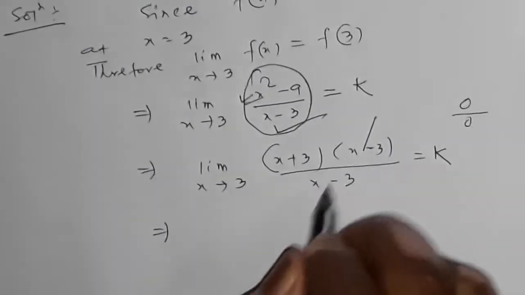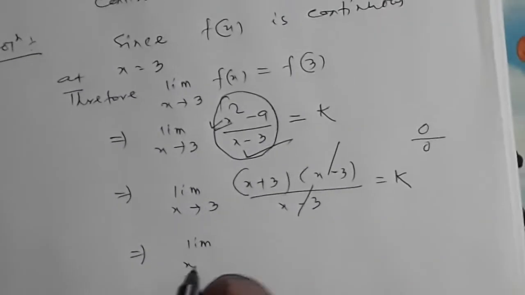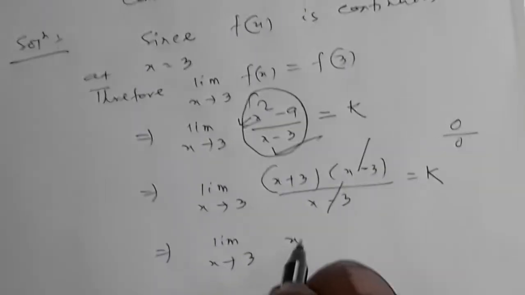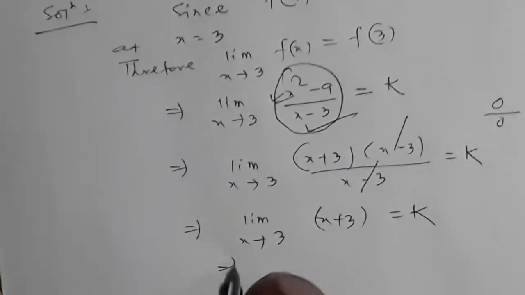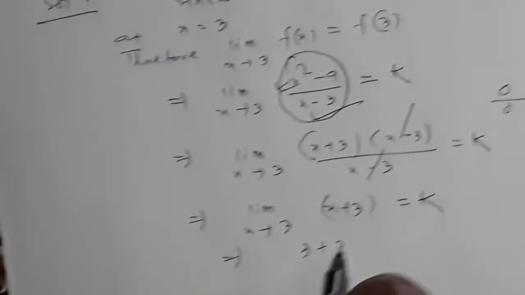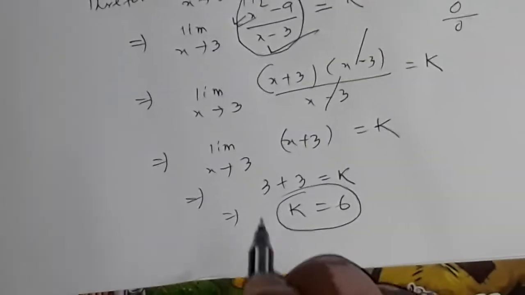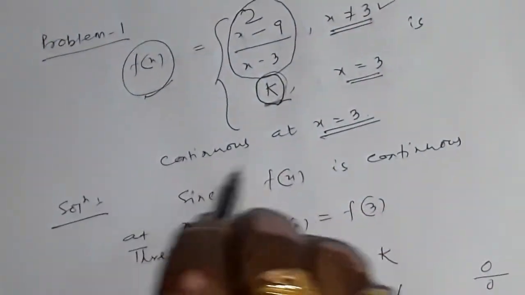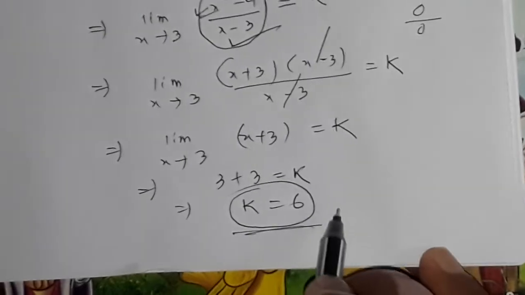This implies x minus 3 will be cancelled. Limit x tends to 3 of x plus 3 equals k. This implies 3 plus 3 equals k, implies k equals 6. Thus, f(x) is continuous at x equals 3 if k equals 6. Problem number 2.